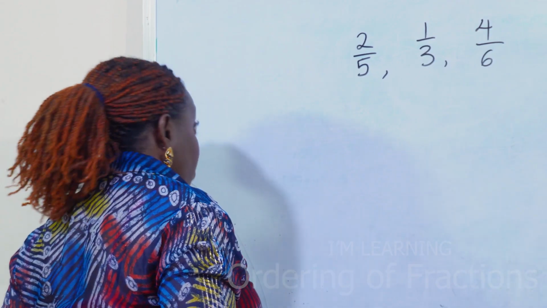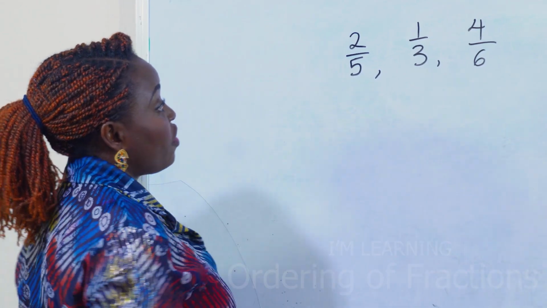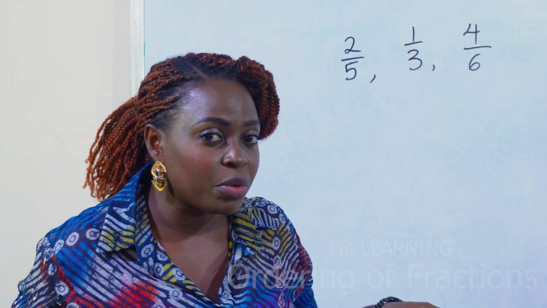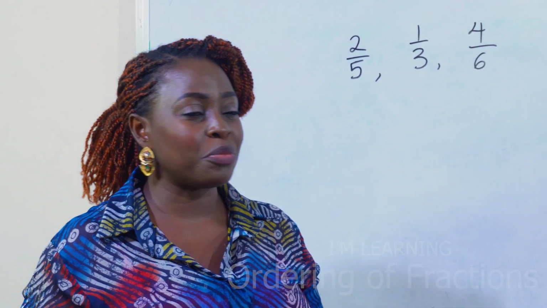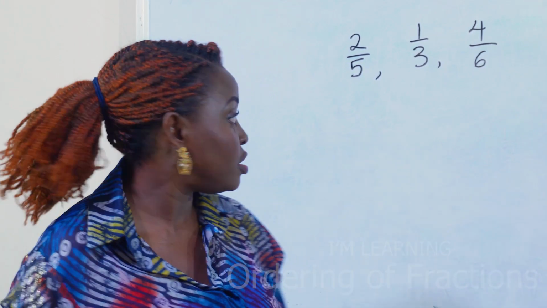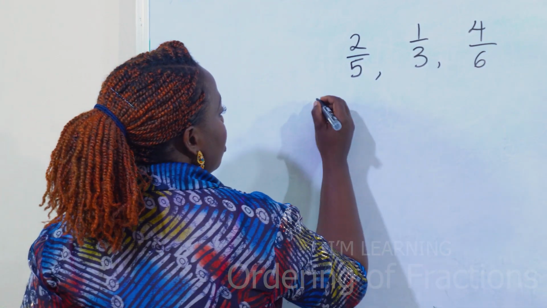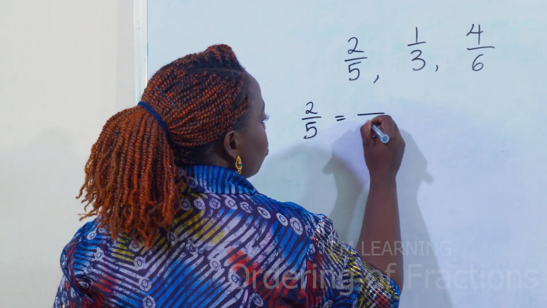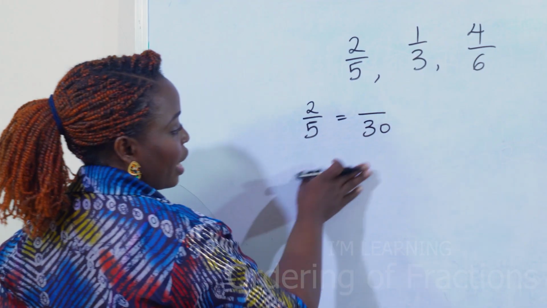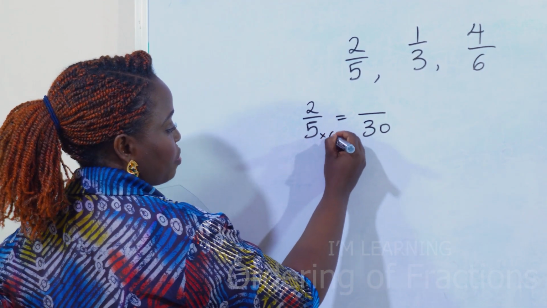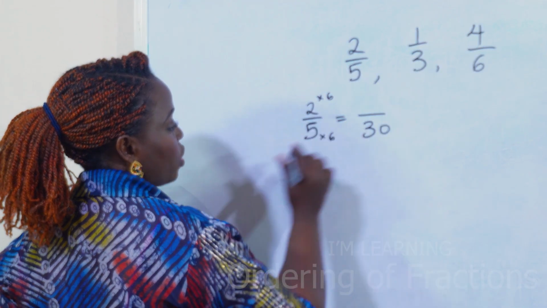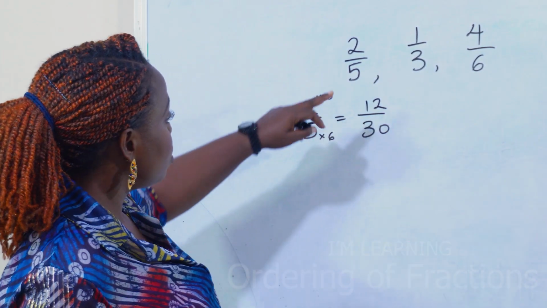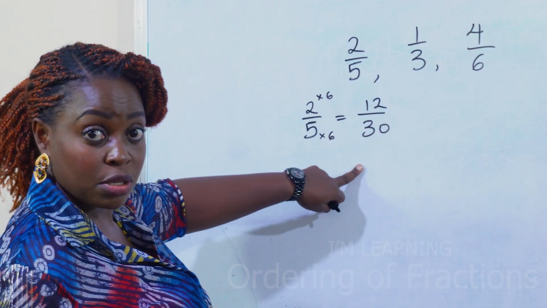So let's try to find equivalent fractions for 2/5, 1/3, and 4/6 with the same denominator. That means we're looking for a common denominator, which is 30. 2/5 is equal to what over 30? Now, to get 30, I multiplied this by 6, meaning that I'm going to multiply this by 6 as well. So that is 12/30. So 2/5 is the same thing as 12/30.